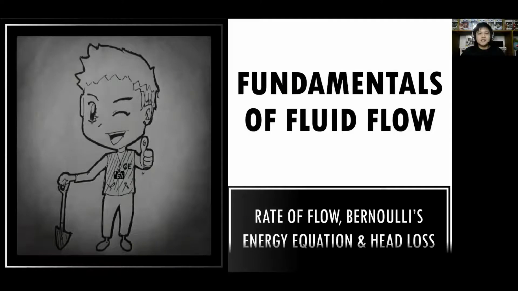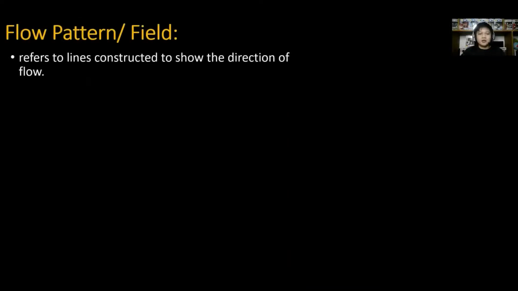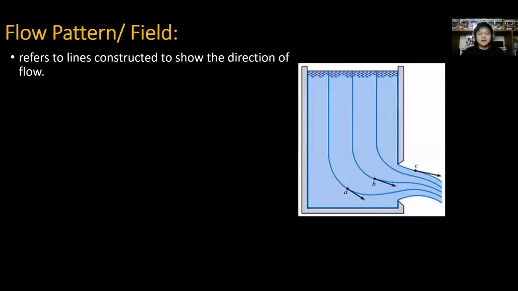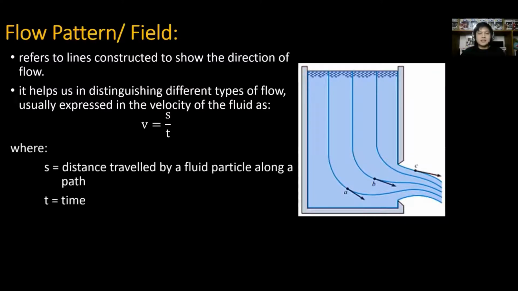Good day, the topic is Fundamentals of Fluid Flow. To start, flow pattern or flow field refers to lines constructed to show the direction of flow. For example, in the figure, water from a tank exits the opening as shown. It helps us in distinguishing different types of flow, usually expressed in the velocity as s over t, where s is the distance traveled and t is the time of travel.